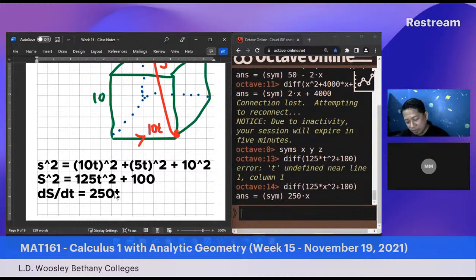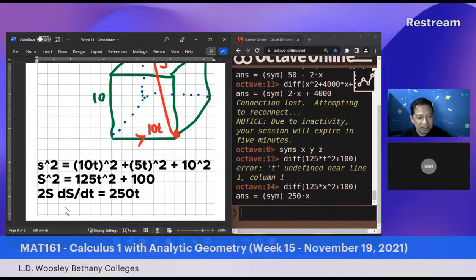May problema ako dito pala. Nung dinerivative ko, hindi ko sinama yung left side of the equation. Derivative of s squared, Micaela. Sorry, my mistake. Derivative of s squared: 2s po. Nakalimutan natin yung 2s doon. 2s, ds over dt. Kasi hindi naman siya s lang, s squared siya. So yun ang nakalimutan natin.